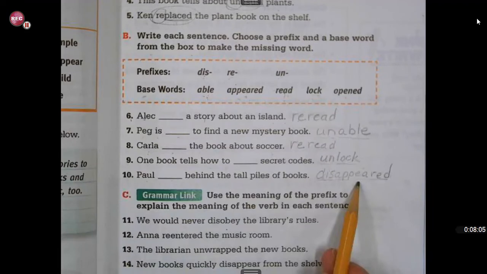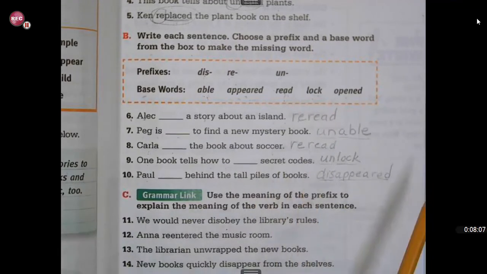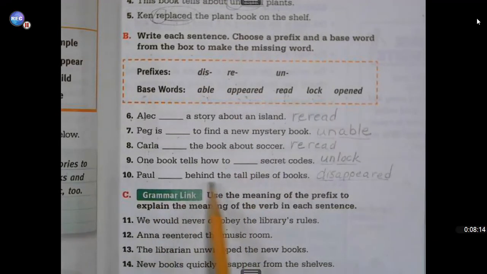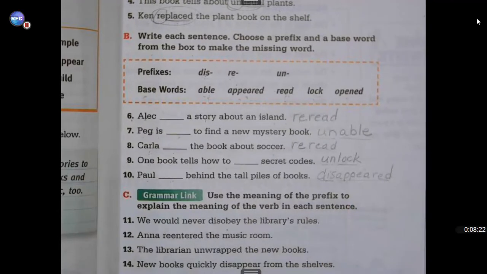I don't see him. Now, if he, I was going to say reappeared. Paul reappeared behind the tall piles of books, but we'd have to say that he came from there. Paul reappeared from behind. So disappeared would be the word in this sentence that makes the most sense.